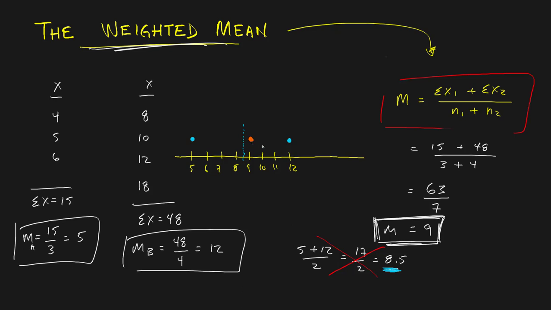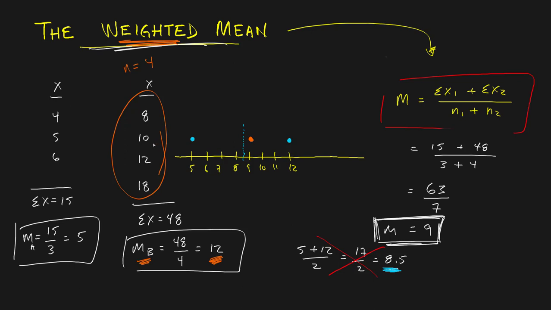Why is it closer to the 12? Well, it's closer to the 12 instead of being right in between the two of them, right at this dashed line here. The new mean is closer to the 12 because the 12 was the average for group B, and group B had 4 people. It had more weight. That's what a weighted mean is. A weighted mean is the overall average, and it's weighted towards the larger groups.